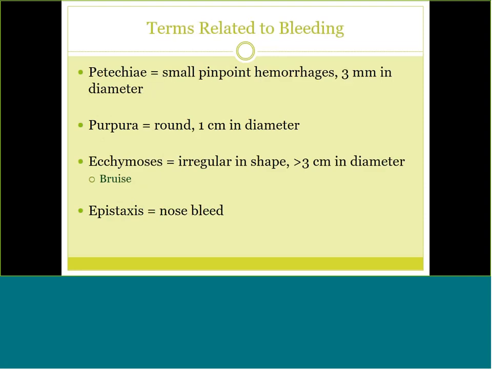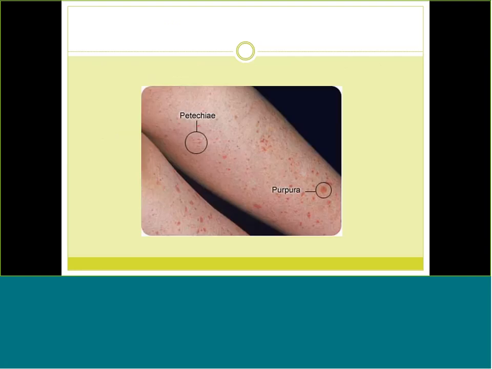So again, some terms related to bleeding. We've heard these a few times now. Let's properly define them. Petechiae are very small pinpoint hemorrhages on the skin surface. They're about 3 millimeters in diameter, whereas purpura look about the same. They're just a little bit bigger. And then ecchymosis, bigger yet. Ecchymosis we just would commonly call a bruise. And then epistaxis is your nosebleed. So here's what petechiae and purpura look like. Again, very similar. It's just the size of them that's different, but both are indicators of mucocutaneous bleeding.